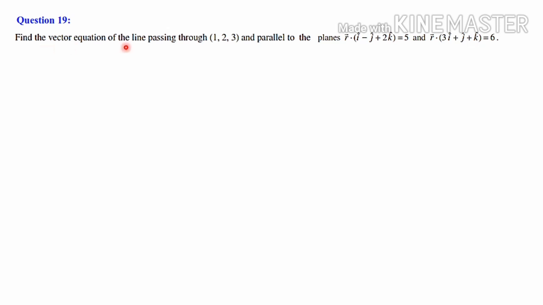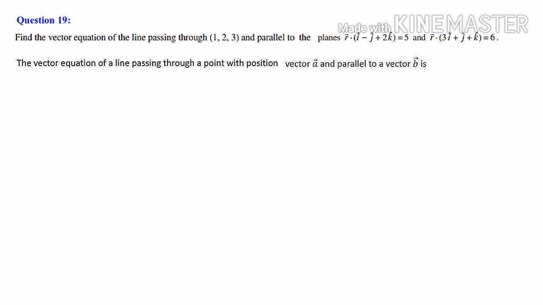We are asked to find the vector equation of the line passing through a given point. The equation of the line has to be calculated passing through this point and parallel to these two planes. So let's write the equation of the line which is known to us. The vector equation of a line passing through a point with position vector A and parallel to a vector B is vector r is equal to a plus lambda b. Vector A is the position vector of the passing through point, and b is the parallel vector. Lambda is a constant.